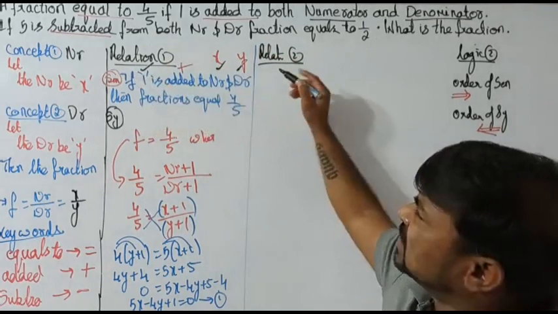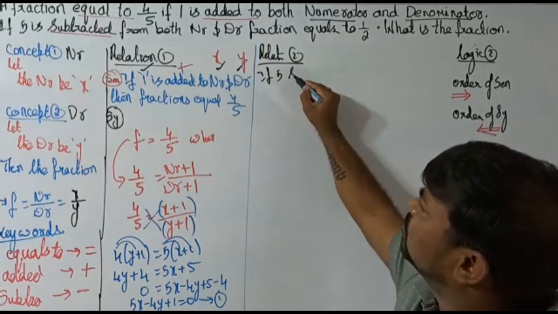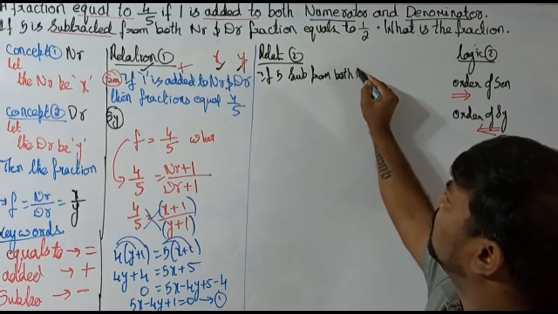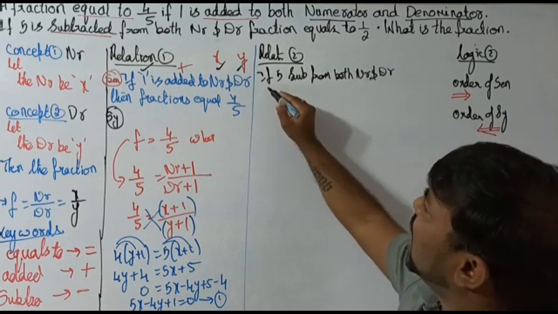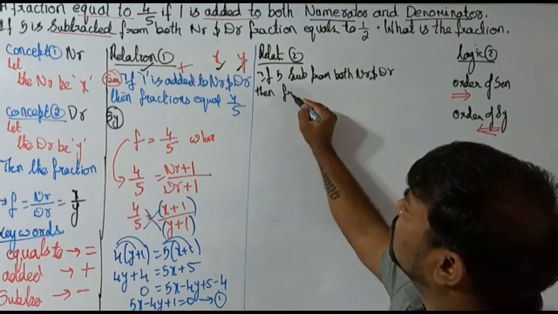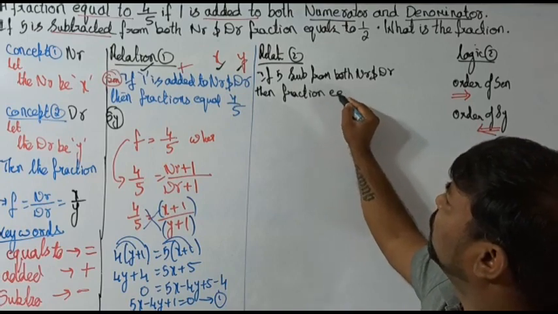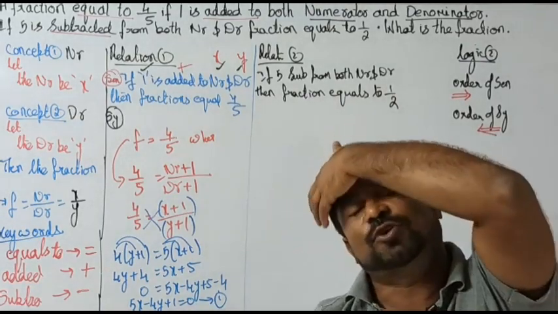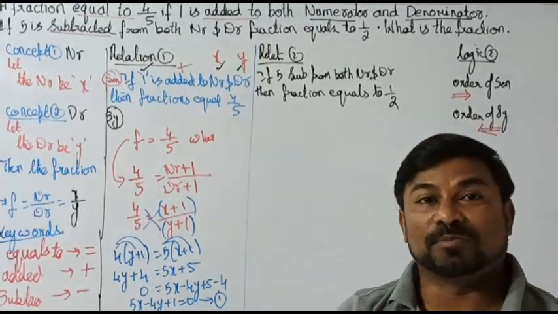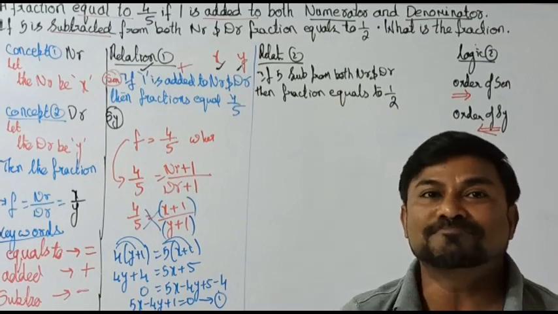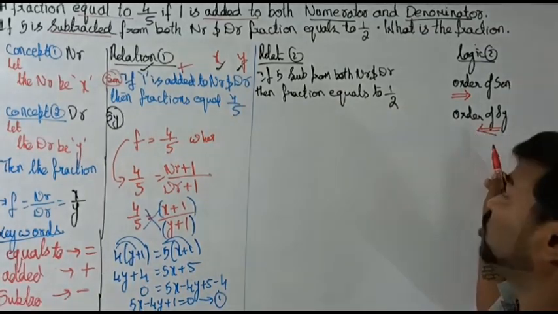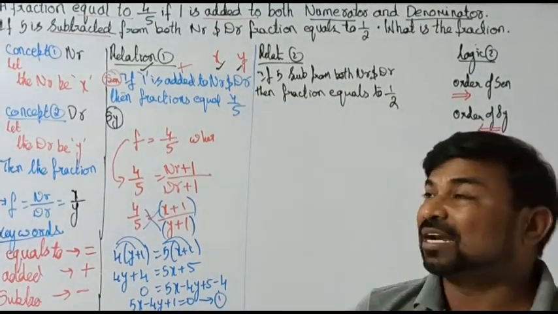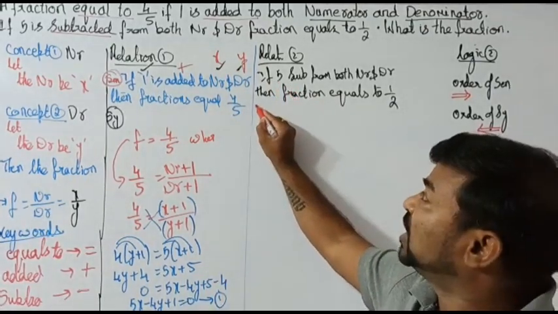What he says: if 5 is subtracted from both numerator and denominator, then the fraction equals 1 by 2. That is what he has given. This is nothing but our sentence form. From that sentence, let's go back to the symbol form. But what I said, we are supposed to follow the order. Order of the sentence and order of the symbol are always in the reverse direction. This is a sentence. I like to write the symbol now.